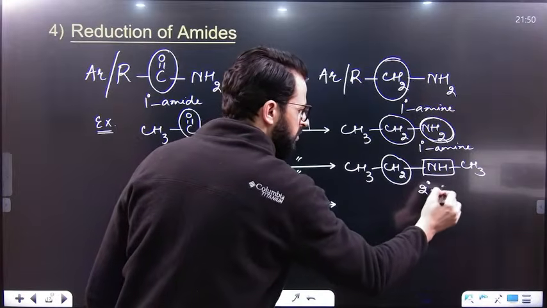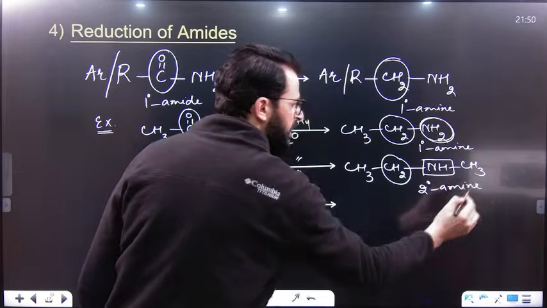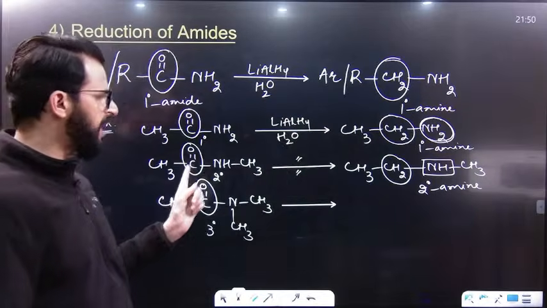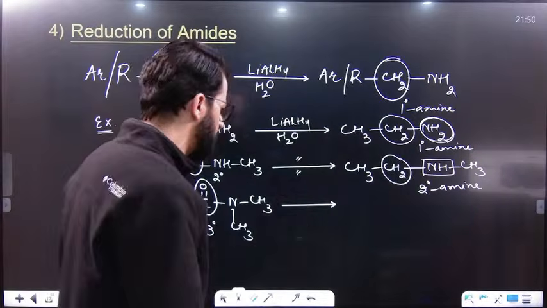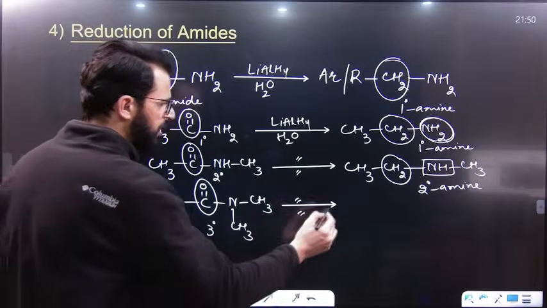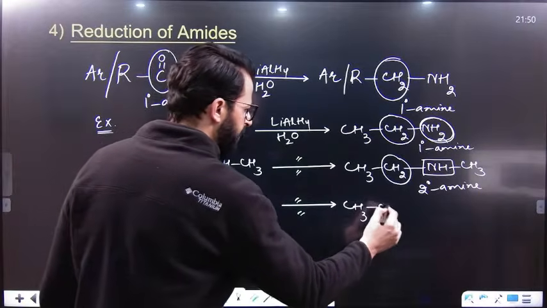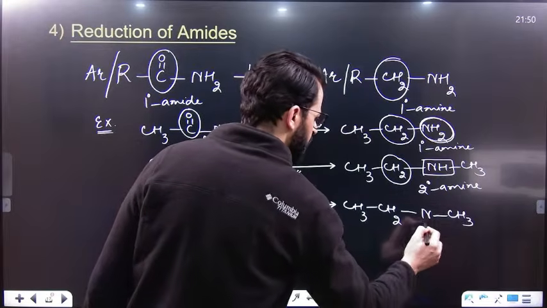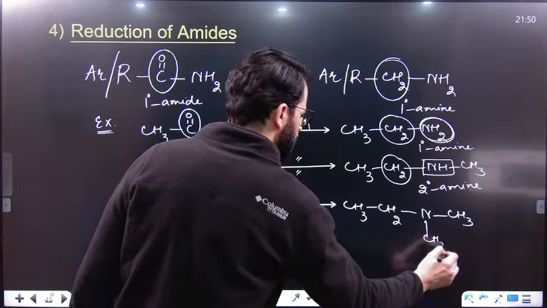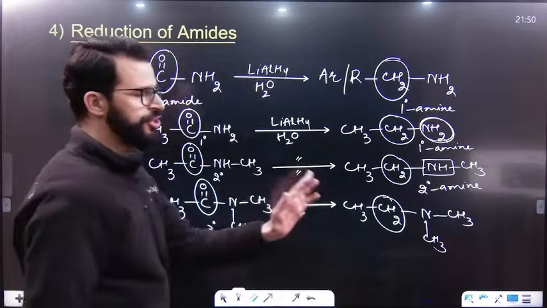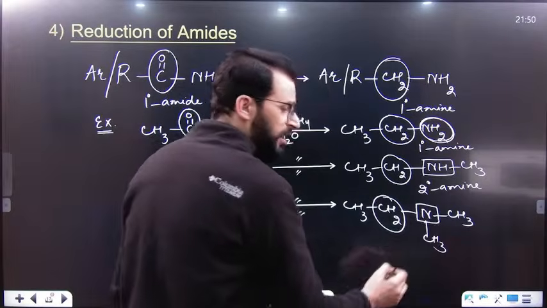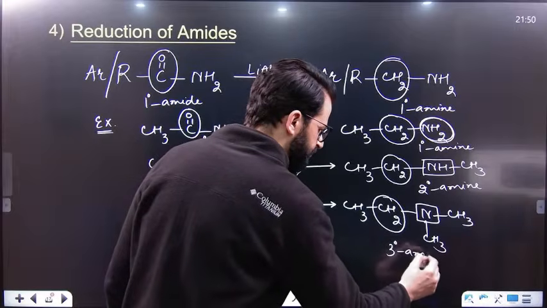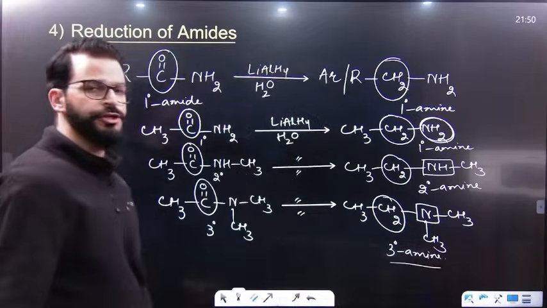That means we get here a secondary amine. So primary amide will form primary amine, secondary amide will form secondary amine. Similarly, tertiary amide will form a tertiary amine group. So it will form a tertiary amine, and we have to change CO to CH2, and this is a tertiary amine functional group, hence this is a tertiary amine.